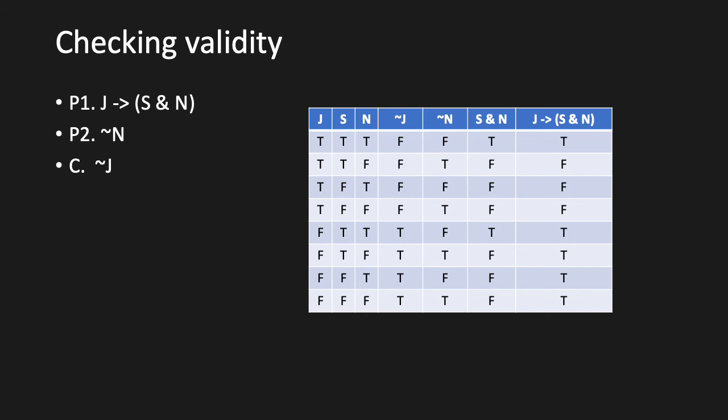Now, we need to check whether on both rows the conclusion is also true. So not J, take a look, is true on 6th row, and it's also true on 8th row. So in all rows where the premises are all true, the conclusion is also true. In other words, there is no row in which the premises are all true and the conclusion is false. And that means that the argument is valid.